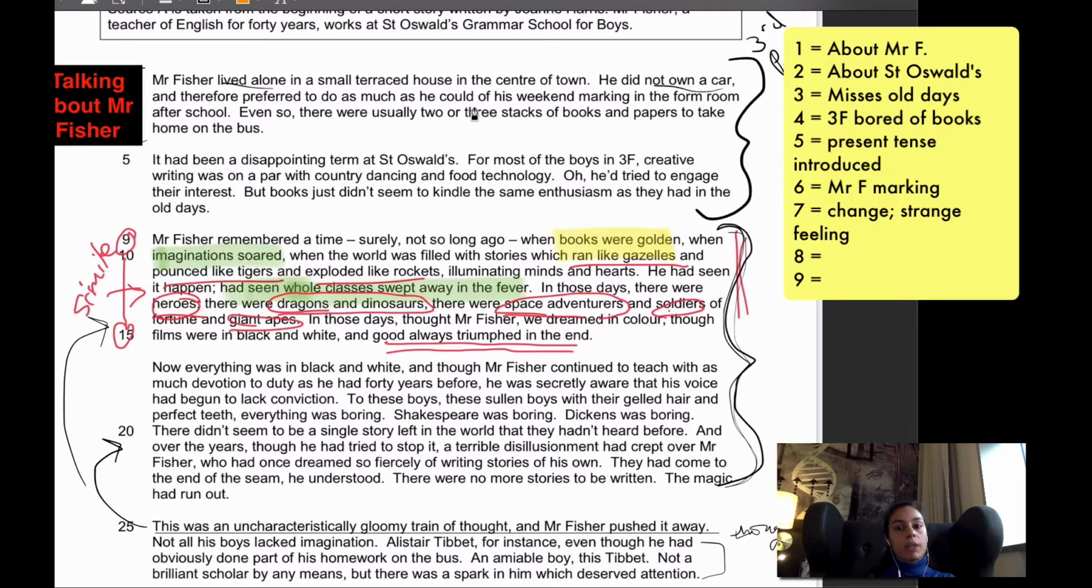We find out a little bit about Mr. Fisher. He lives alone. He doesn't own a car. That's maybe a little bit unusual. He works at school, and then we're told about how he's sad, but how he remembers his past. And you can say that the use of language in paragraph 3 develops on Mr. Fisher's thoughts and why he's excited by books. But you're also told that things are disappointing at St. Oswald's. So that makes you think, well, why are they disappointing?